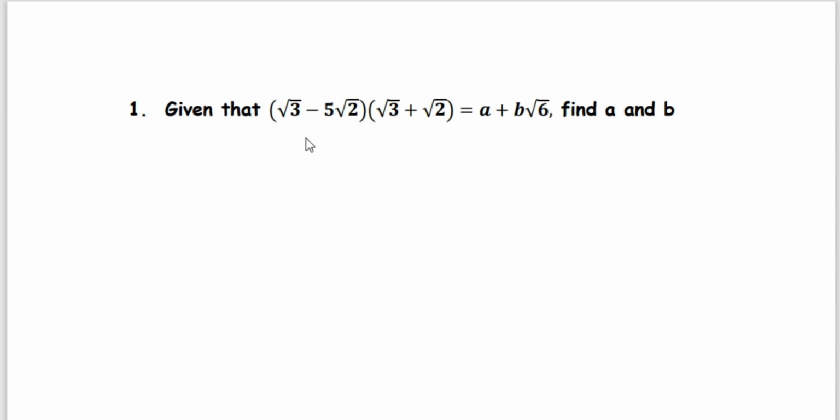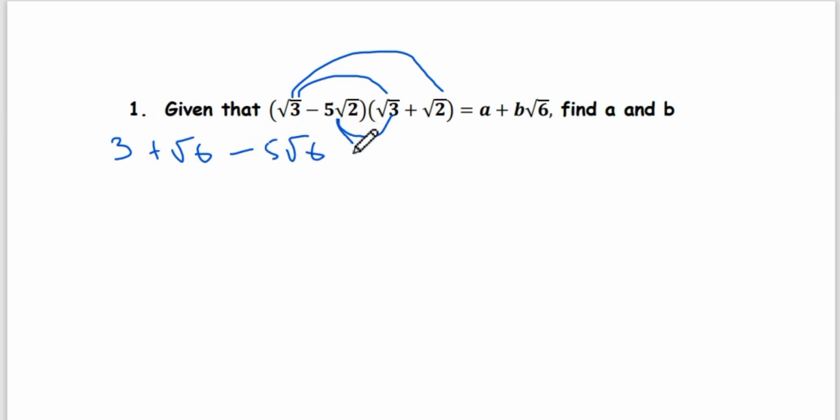It says, given that root 3 minus 5 root 2 multiplied by root 3 plus root 2 is equal to a plus b root 6. Find a and b. Now what we'll do is we expand. When we expand this, we have root 3 multiplied by root 3. That's root 9, and square root of 9 is 3. Root 3 multiplied by root 2, that's plus root 6. Minus 5 root 2 multiplied by root 3, that's minus 5 root 6.